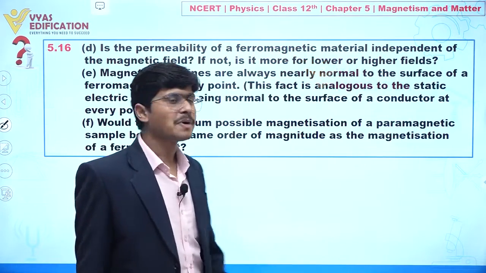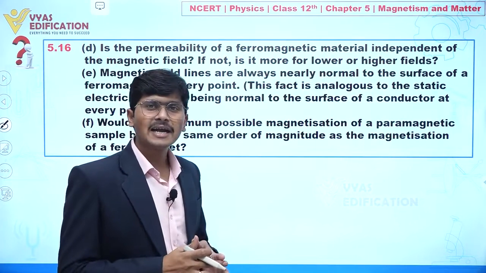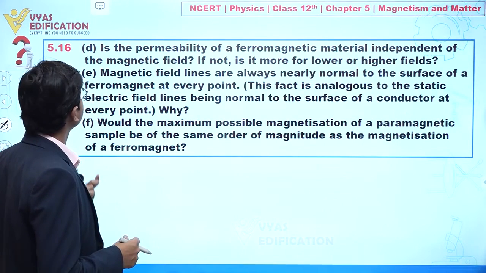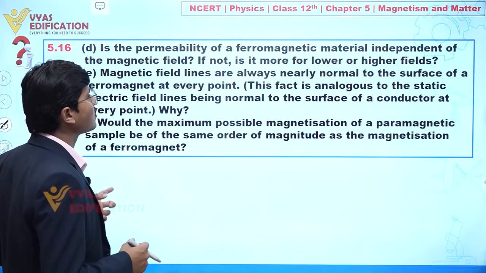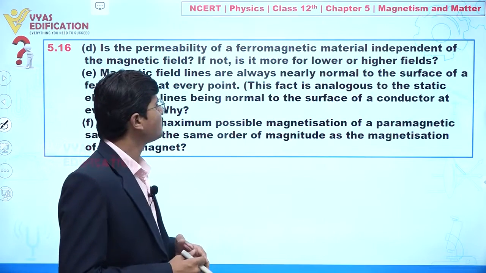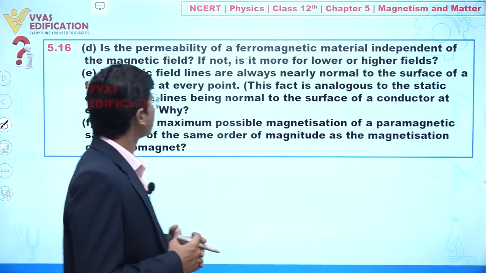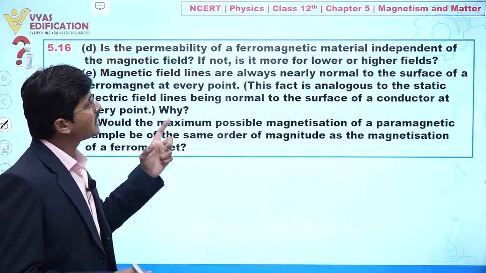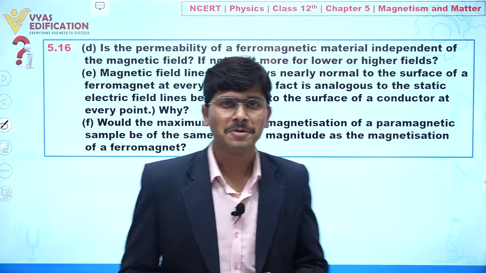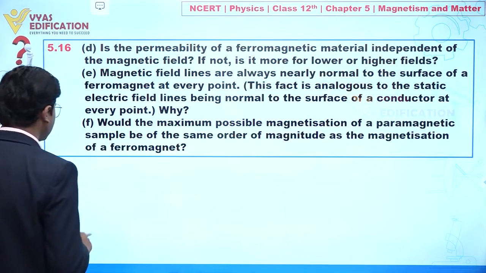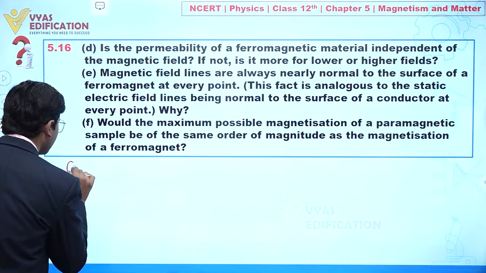Now we are going to discuss part number E. In part number E, it is given that magnetic field lines are always nearly normal to the surface of a ferromagnet at every point. Clear? This fact is analogous to the static electric field lines being normal to the surface of a conductor at every point. Why? Clear? Now listen carefully. Magnetic field lines are always nearly normal to the surface of a ferromagnet. Now, what is the meaning of this statement? Now, we know very well, actually there is a concept. What is the concept? Listen carefully. This is a concept.